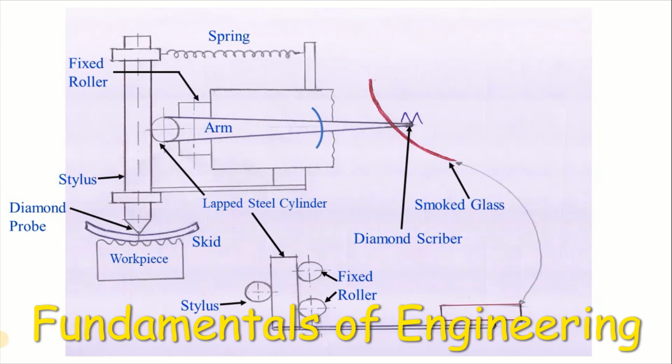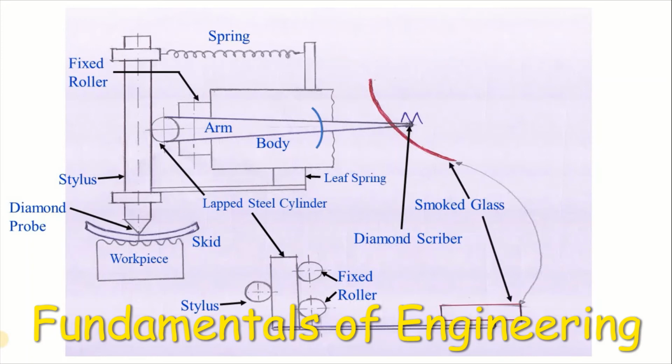All other restricted motions can be controlled by this spring and lap steel cylinder. The stylus is also attached to the body of the instrument by a lift spring, and its height is adjustable to enable the diamond to be positioned conveniently. A light spring steel arm is attached to the horizontal lap cylinder and it carries at its tip a diamond scriber which bears against a smoke glass.